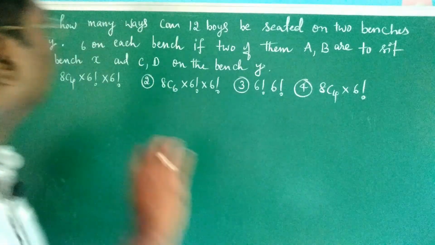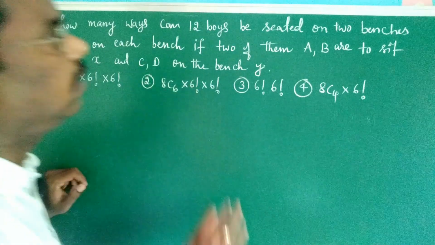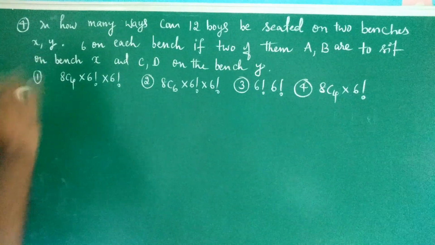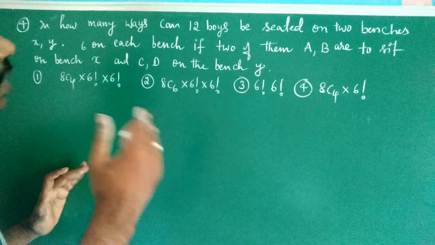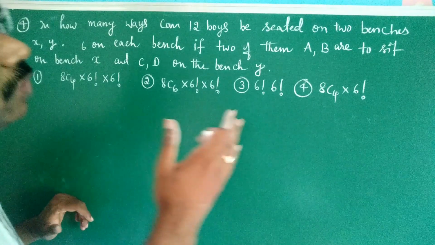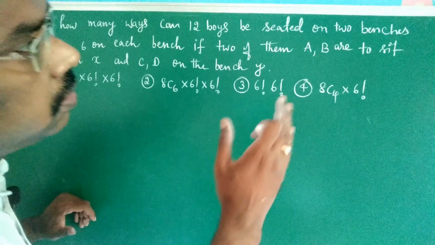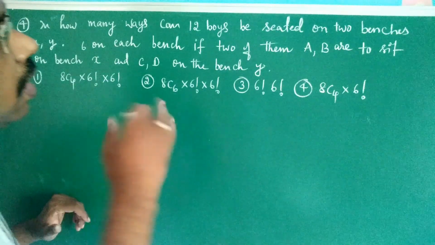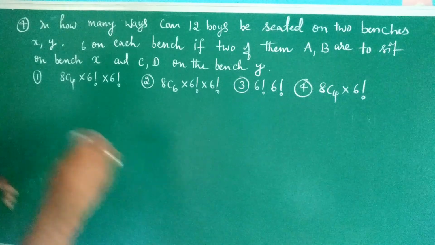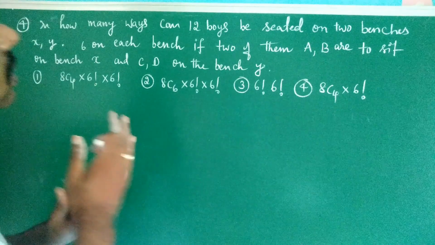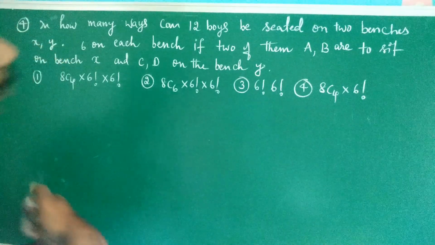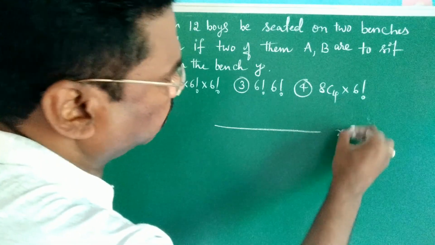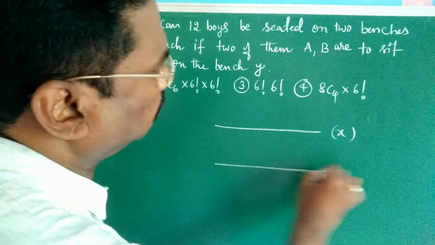Next one: in how many ways can 12 boys be seated on two benches X and Y, 6 on each bench, if two of them, A and B, are to sit on bench X and C and D on bench Y? Here, how many ways can 12 boys be seated on two benches? We take the two benches as X and Y.